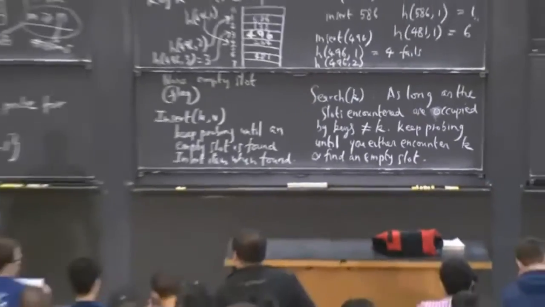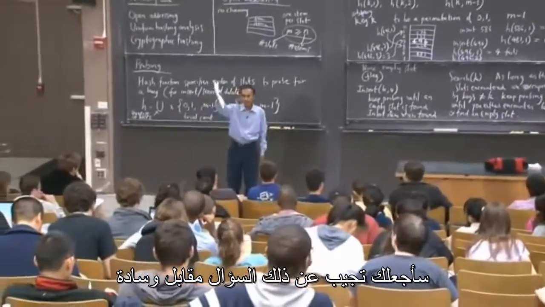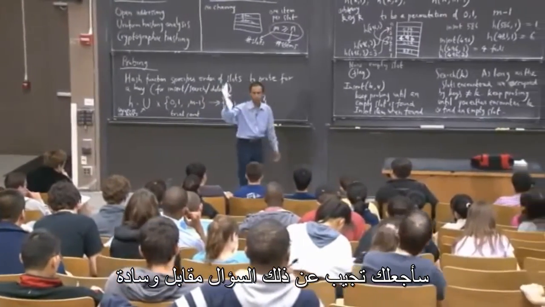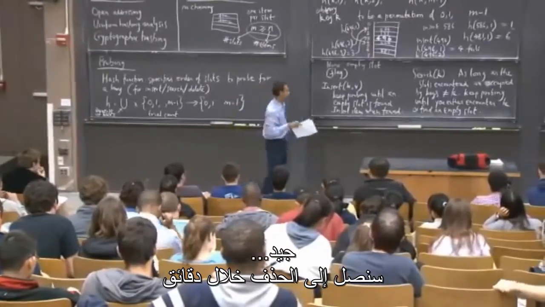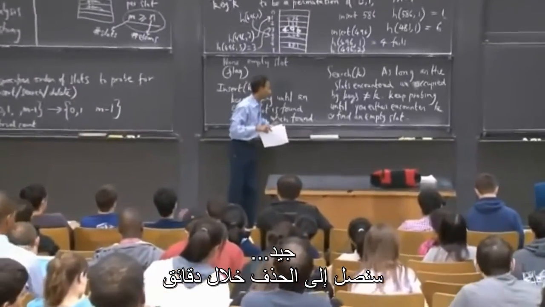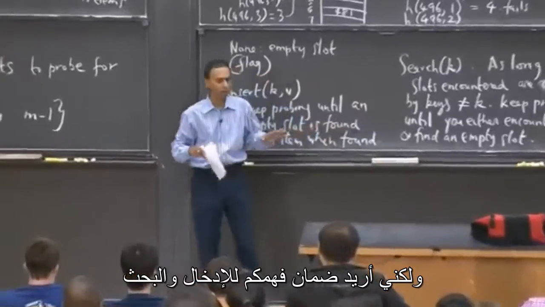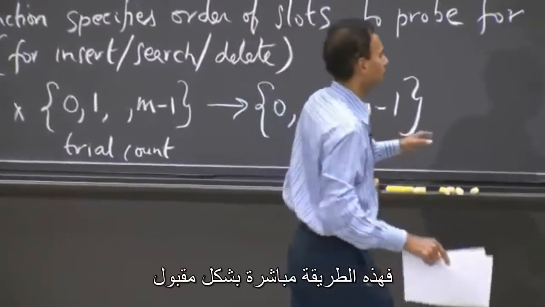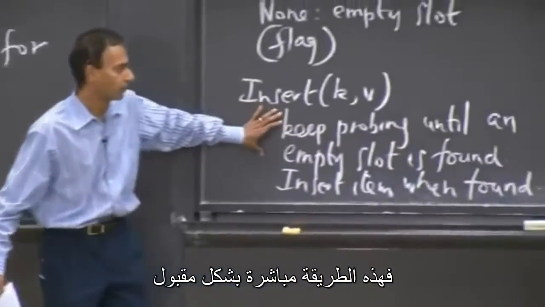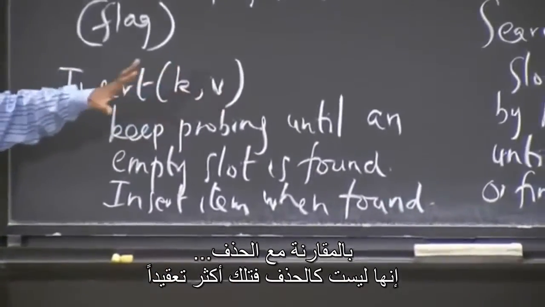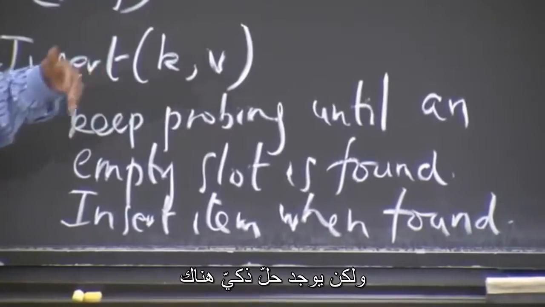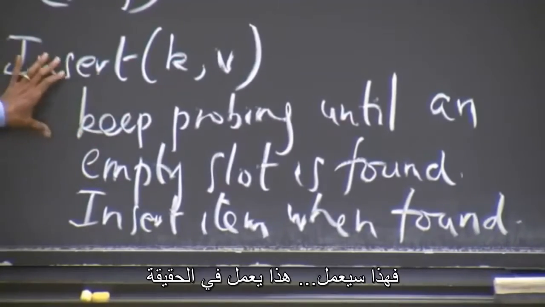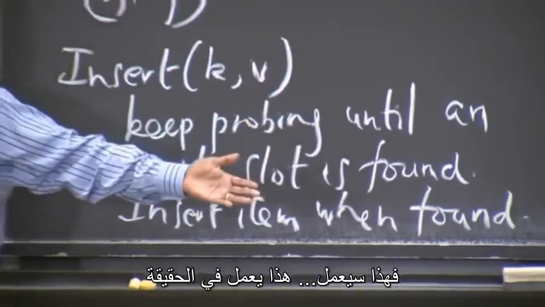What happens if you were to delete a key? I'll make you answer that question for a cushion. Good. So we'll get to delete in a minute, but I want to make sure you're all on board with insert and search. These are actually fairly straightforward in comparison to delete. It's not like delete is much more complicated, but there is a subtlety there. And so that's kind of neat. I mean, this actually works.